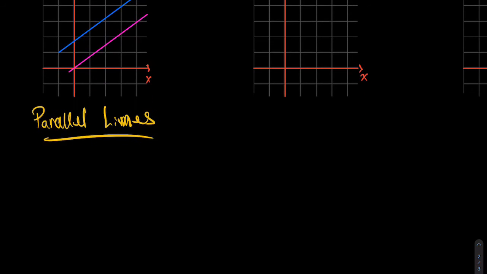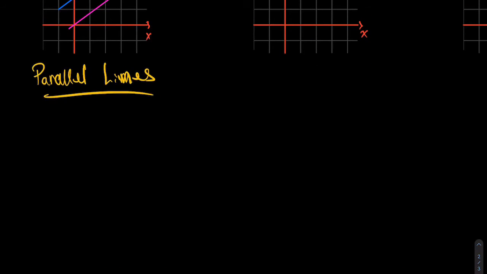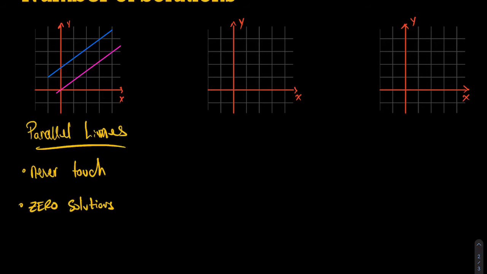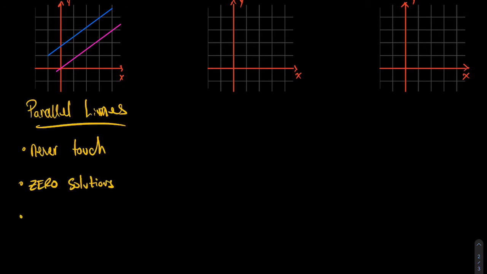And so what we can say about parallel lines is, if they never touch, they're going to have 0 solutions. You can continue them on to positive infinity and negative infinity and go as far as you want along the x-axis. You're never going to get a point at which those 2 lines touch. And so just remember that they have the same slope.